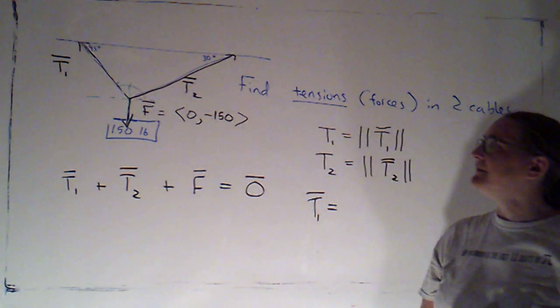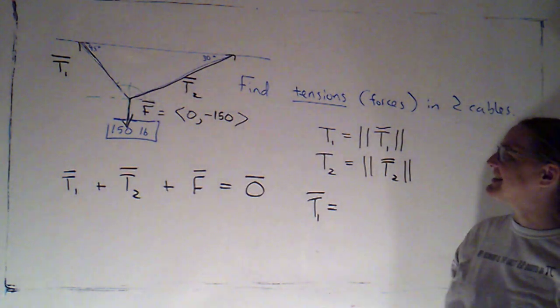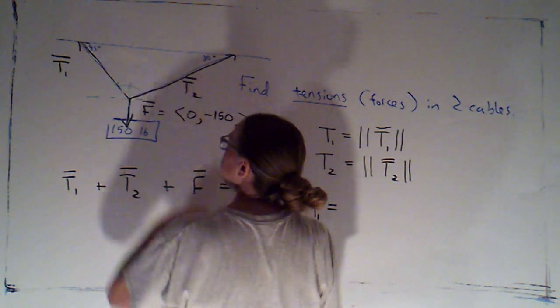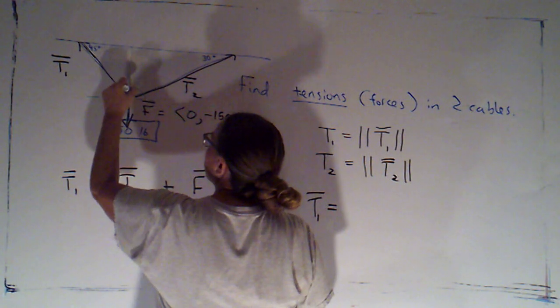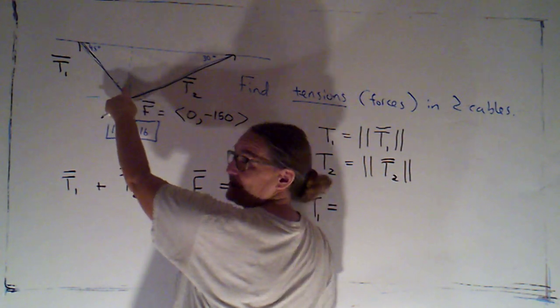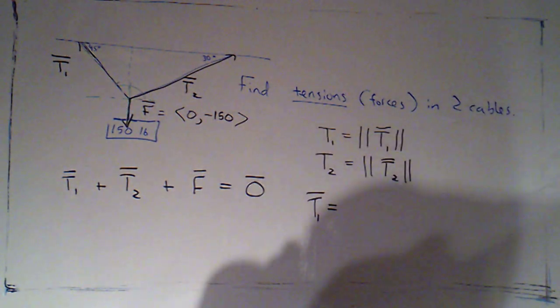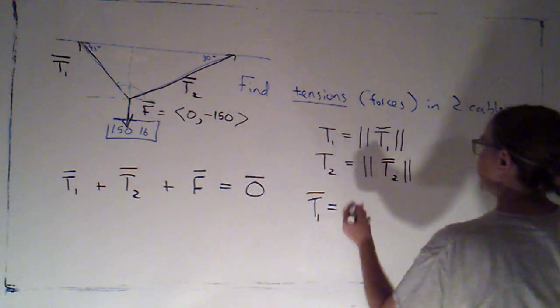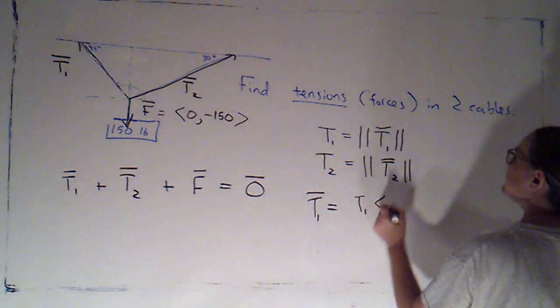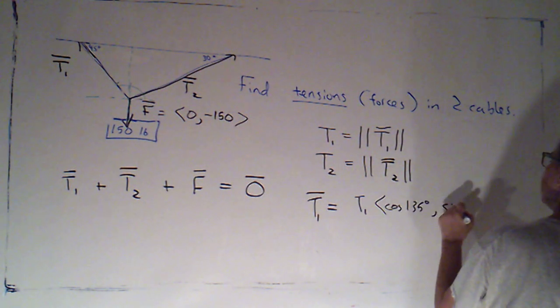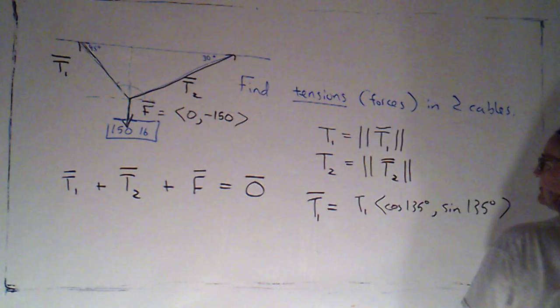That's the angle that we make with the positive x-axis. So that's going to be 90 degrees plus, that's a perpendicular. This would be another 45-degree angle as well. So that's going to be 135 degrees. So T1 is going to be T1 copies of cosine of 135 degrees, sine of 135 degrees.